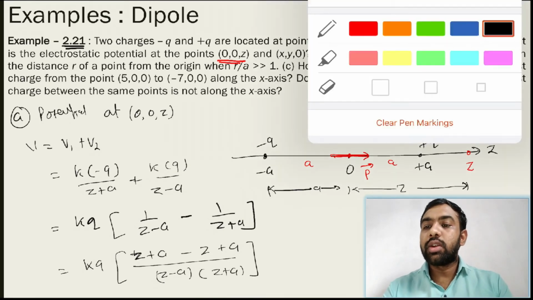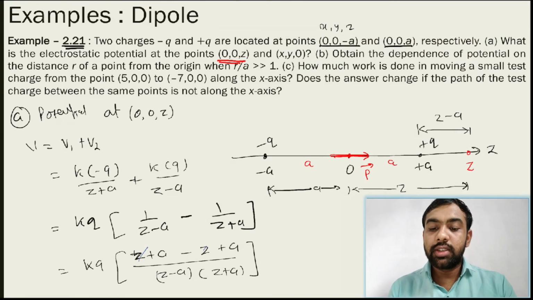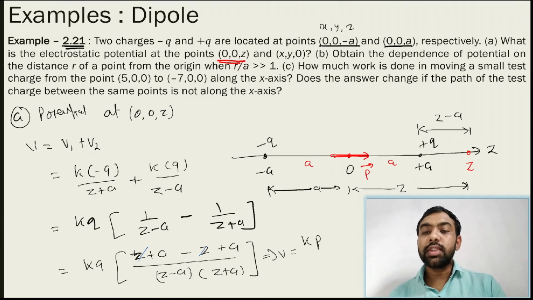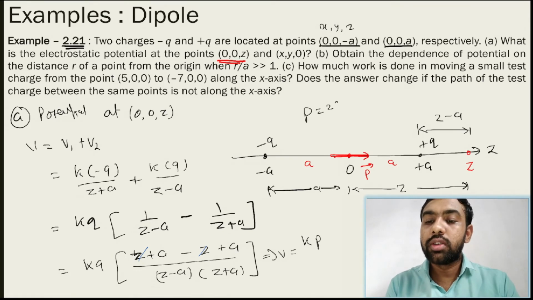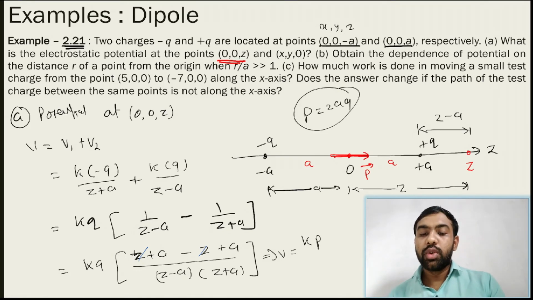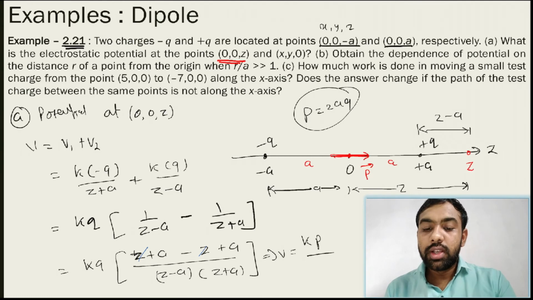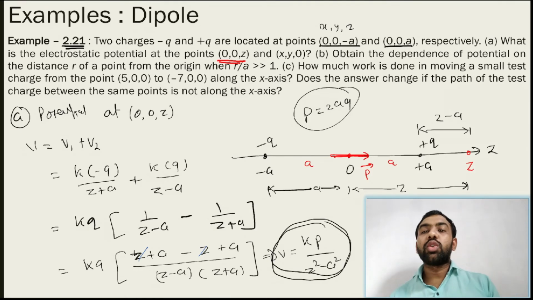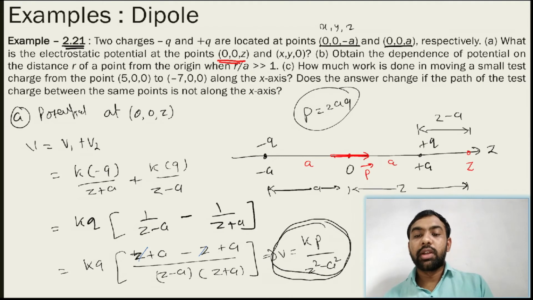If anything cancels out, cancel here. So z cancels out. So what is remaining? So V is equal to k into 2aq, and 2aq means p. Here p is equal to what? 2aq. So V equals kp upon z square minus a square. So this is the potential at this point, potential on an axial point. You must remember this. Now comes to the second one.